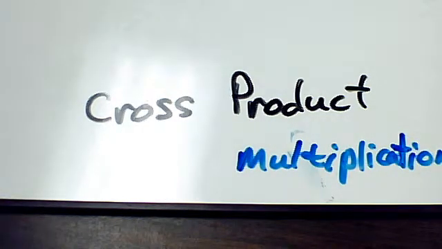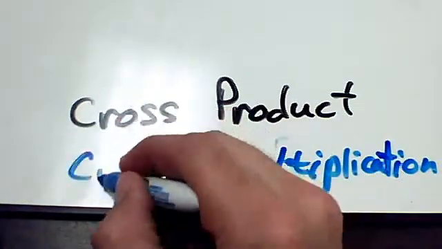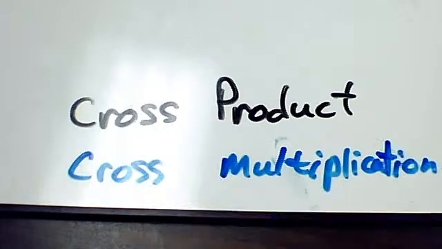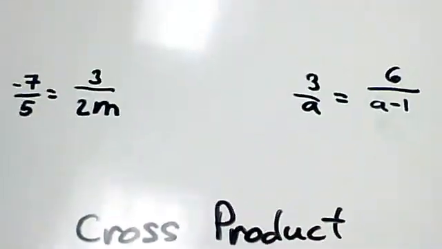So, basically, cross product is just the same thing as cross multiplication or cross multiply. Okay, and you should remember that from middle school. So, let's do some example problems.